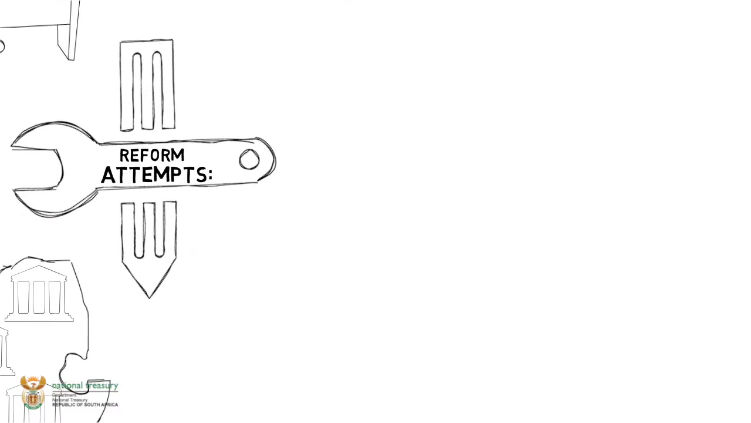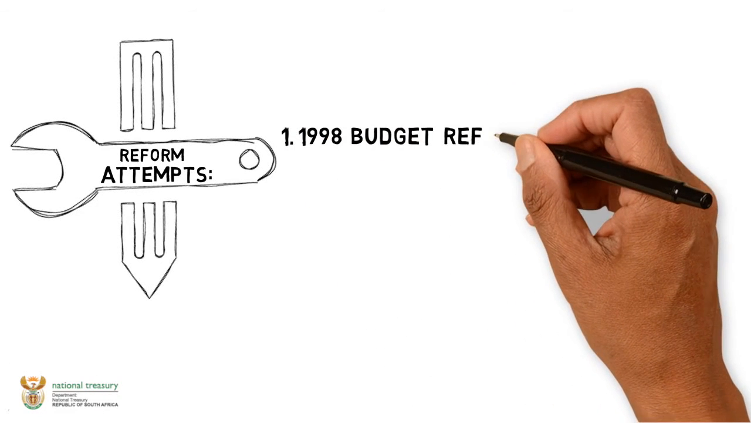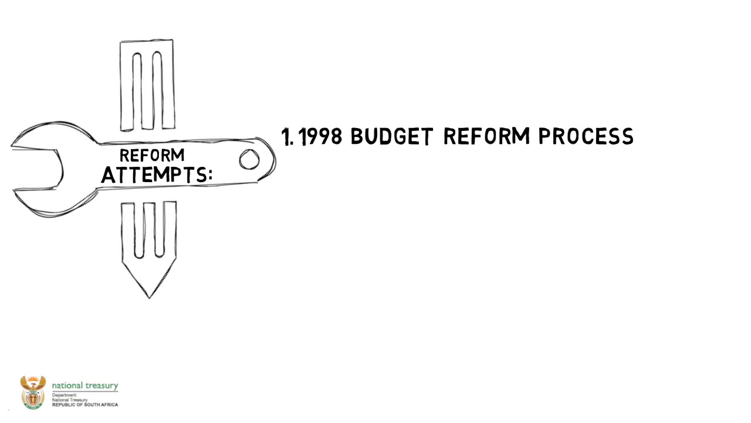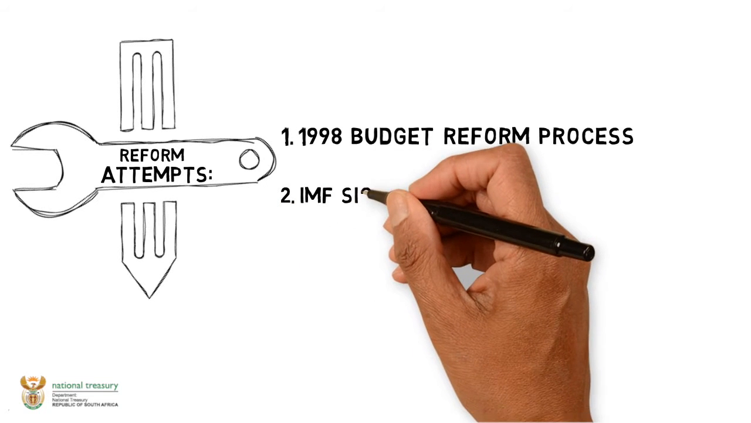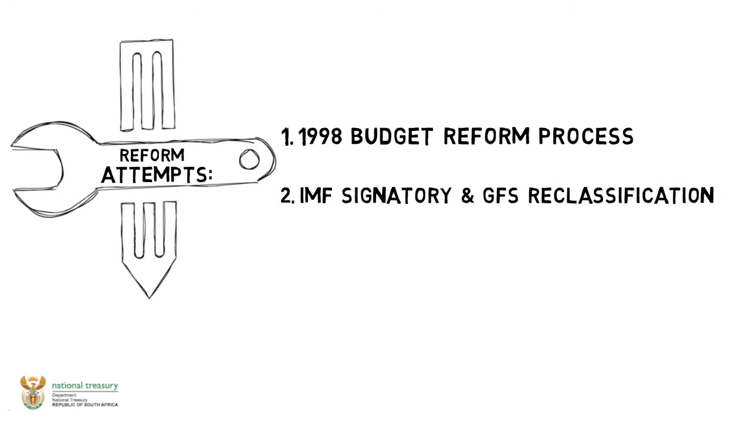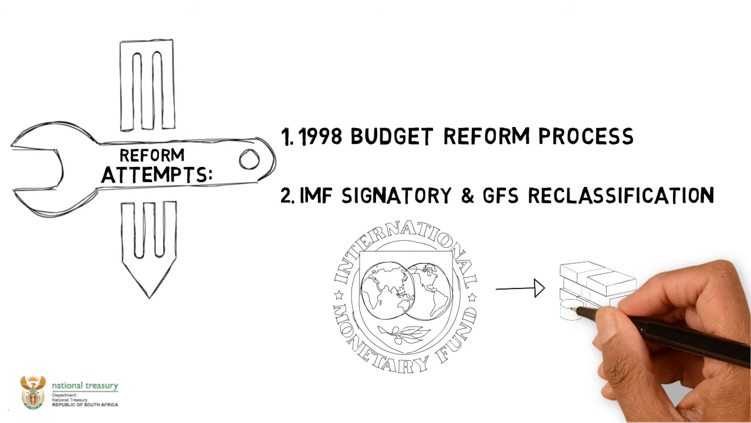The budget reform process was initiated in 1998, and in essence, reporting leaned towards the GFS classification, Government Financial Statistics. South Africa is a signatory of the IMF, and the GFS classification plays a key role in the Special Data Dissemination Standard, SDDS in short, for transparency at an international level. This classification can directly impact the country's credit rating and access to funding.